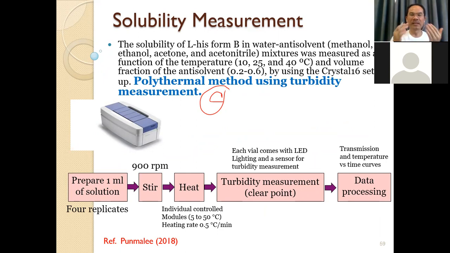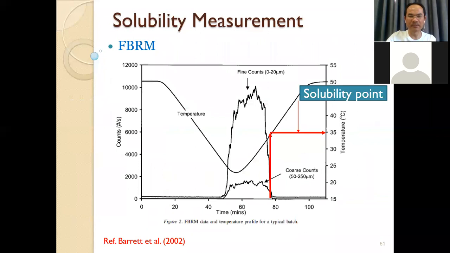And then you heat up the solid. You record the temperature, and you record the turbidity. When the solid is dissolved into the liquid, the turbid solution becomes a clear solution. The point where the turbid solution changes to the clear solution, we call the saturation point. And the corresponding temperature is the saturation temperature. These are the two techniques that we use in my lab.